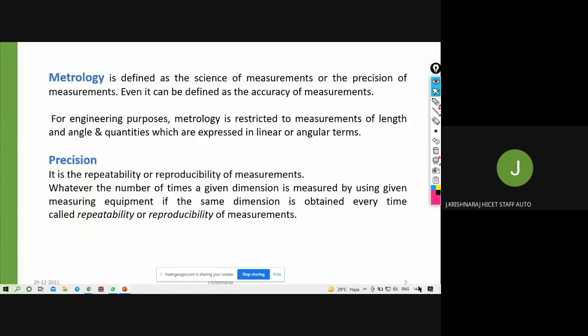So what is precision first? What about the precision, and what about the accuracy? How accurate the answers are, how precise the readings are. Okay, so precision is nothing but the repeatability of measurements or reproducibility of measurements. In a single word, we can define the precision.